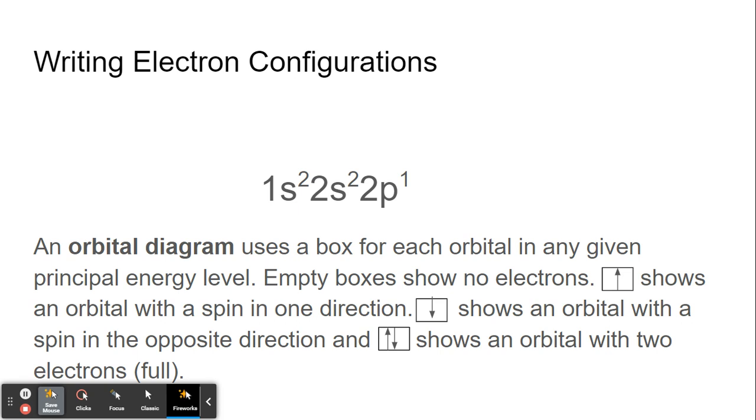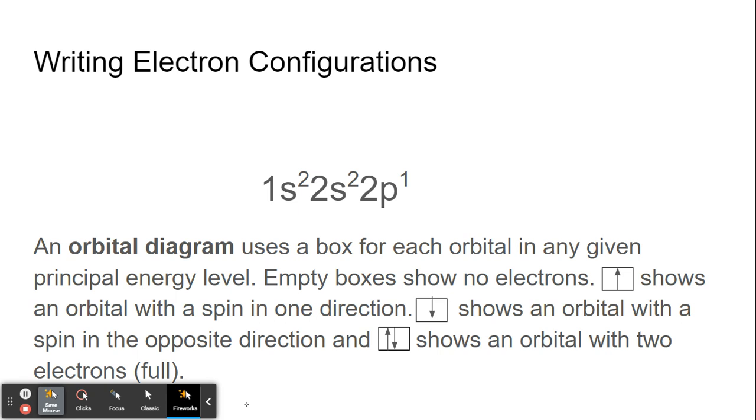Pause the video here and think for a second. What element would that represent in its ground state? Okay, so notice that there would be 1, 2, 3, 4, 5 electrons. So 5 electrons would be boron. This would be the ground state configuration for boron.